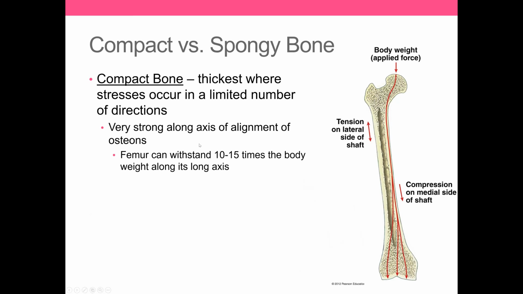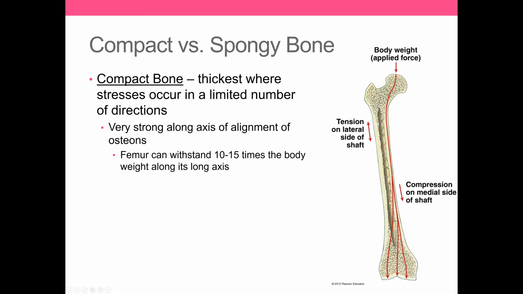So compact bone is very strong along the axis of alignment of those osteons, because think of those osteons as millions of little tiny columns in there. To give you an example, the femur can withstand 10 to 15 times your body weight along the long axis. So again, if you put the weight up here and the weight comes down, the femur can withstand it.